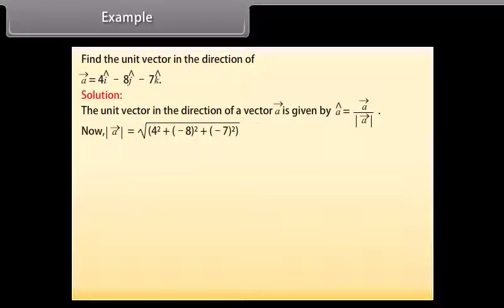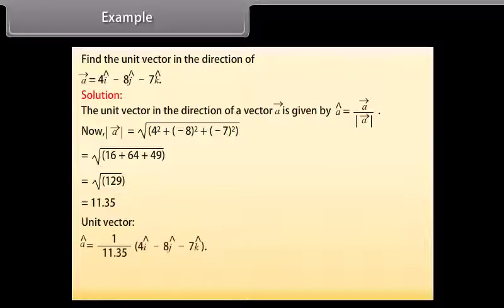Now, mod of vector A equals square root of 4 square plus (minus 8) square plus (minus 7) square equals square root of 16 plus 64 plus 49 equals square root of 129 equals 11.35. Unit vector A equals 1 by 11.35 into (4 cap i minus 8 cap j minus 7 cap k). Unit vector A equals 4 cap i by 11.35 minus 8 cap j by 11.35 minus 7 cap k by 11.35.